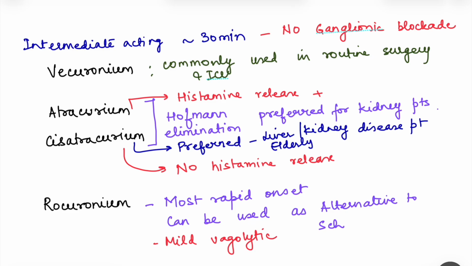In intermediate acting, we have 4 drugs: vecuronium, atracurium, cisatracurium and rocuronium. Among these, vecuronium is commonly used in routine surgery and ICUs. In fact, it is one of the most commonly used competitive neuromuscular blockers. It doesn't cause any ganglion blockade, it doesn't cause any vagal blockade, and histamine release is also mild. Okay, very mild histamine release is there. So that is why cardiovascular stability is maintained in the patient, and that causes it to become one of the most commonly used competitive neuromuscular blockers.